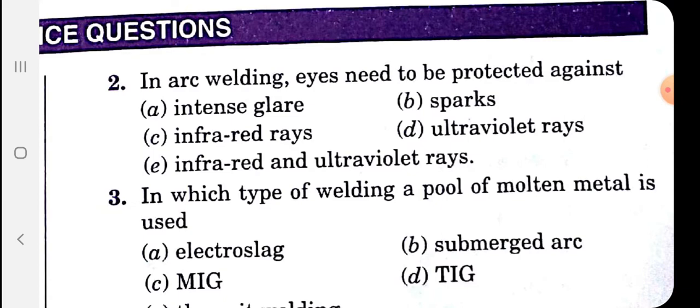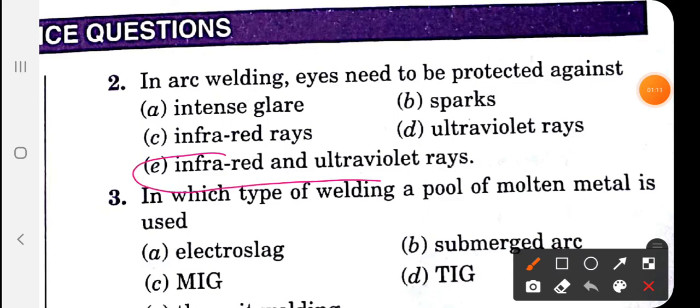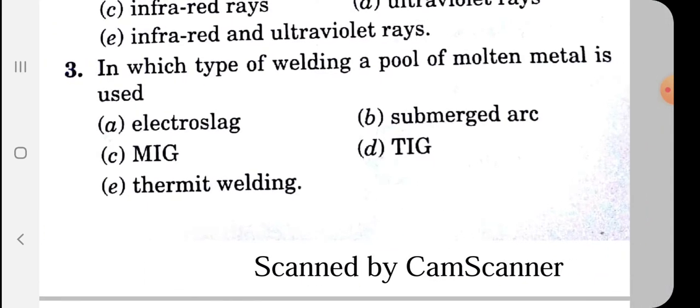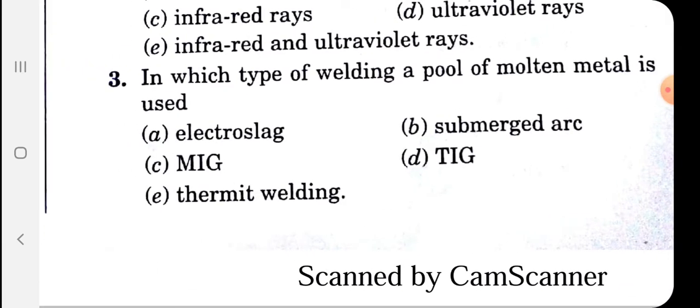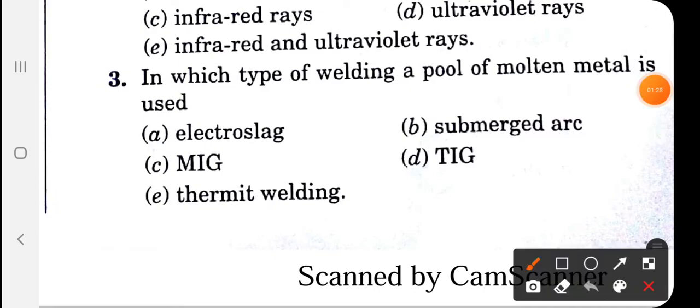In arc welding, eyes need to be protected against infrared and ultraviolet rays. This is the correct statement. Next, in which of the following welding is a pool of molten metal used? It is used in electroslag welding. That one you know, electroslag welding.